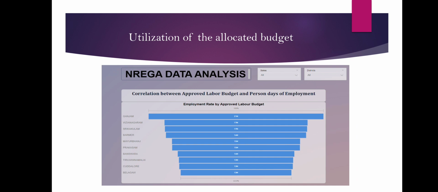Next question is the utilization of the allocated budget. To solve this question, we have used the funnel chart, and for employment rate by approved labor budget, we have the highest with 21 million and the lowest, Belagavi, with 13 million.